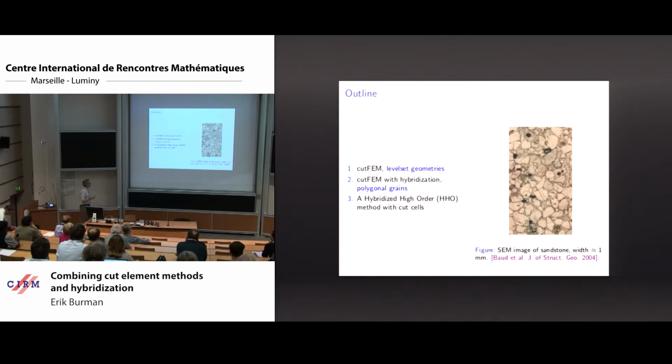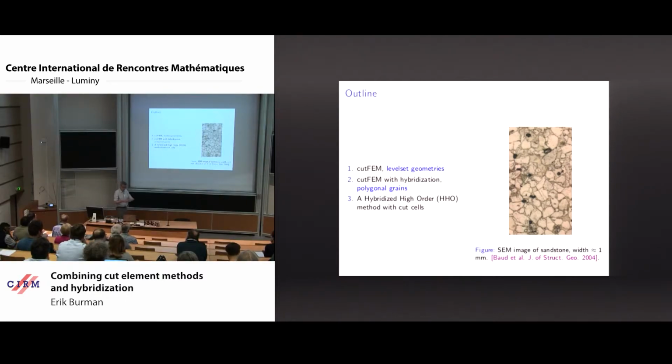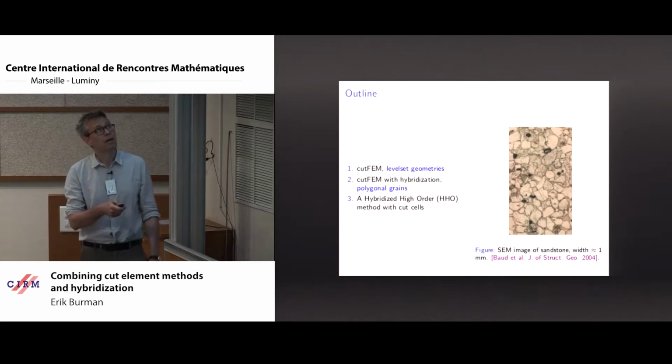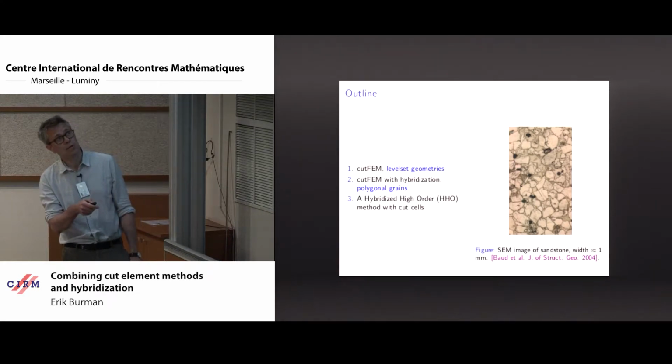So first of all, cut finite element methods we've been working on for some time now. And typically, in our mind, we've been thinking of level set geometries. So we have some relatively simple interface that can evolve, or that we can have topology change, but it is still one or a few interfaces in contrast to what we see here. So this is a microscope image of a cut through sandstone. And you see here you have much more interfaces.